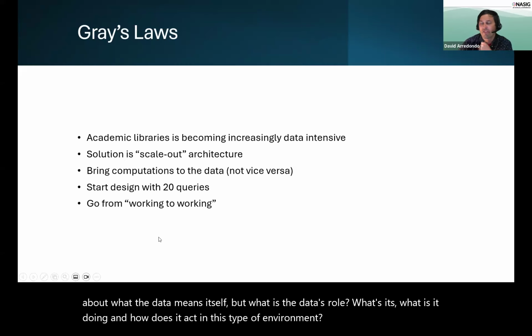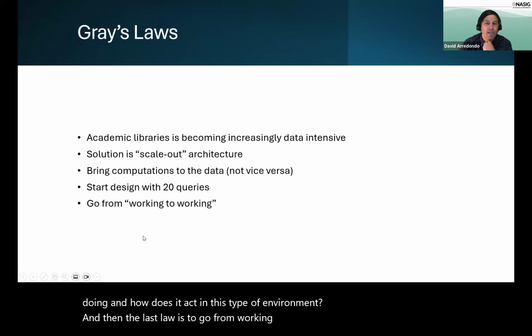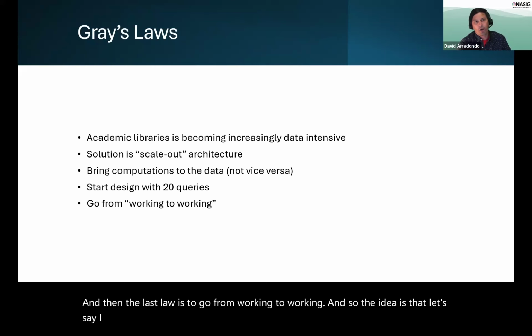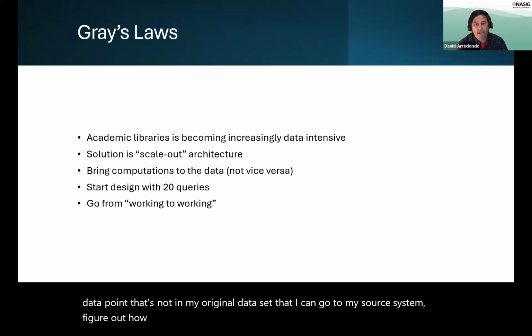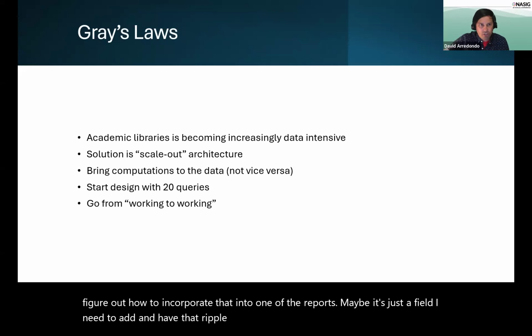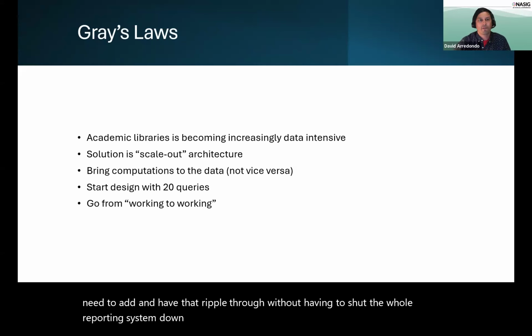And then the last law is to go from working to working. The idea is that, let's say I have reports going to a business officer and they need some other data point that's not in my original data set. I can go to my source system, figure out how to incorporate that into one of the reports. Maybe it's just a field I need to add, and have that ripple through without having to shut the whole reporting system down. So we always have some level of working that allows us to build out from this.